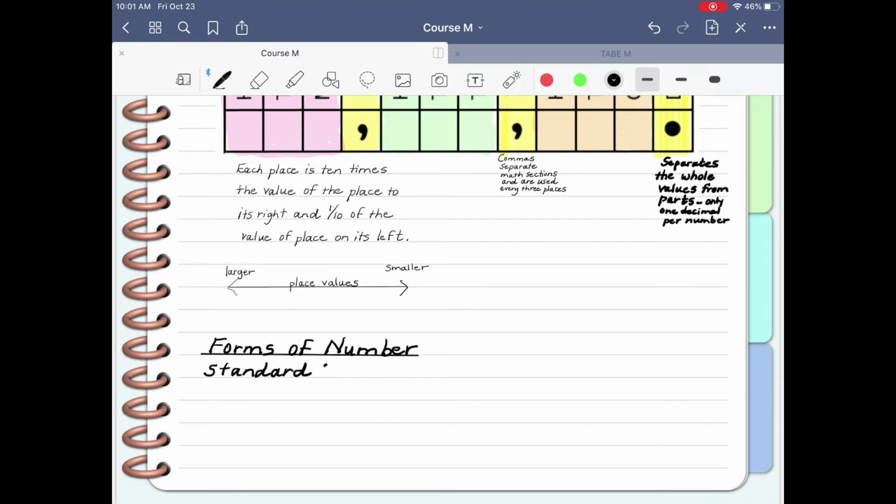So in standard form, you use digits and commas to make your number. So let's say 6,254. That is a number in standard form. Expanded form.